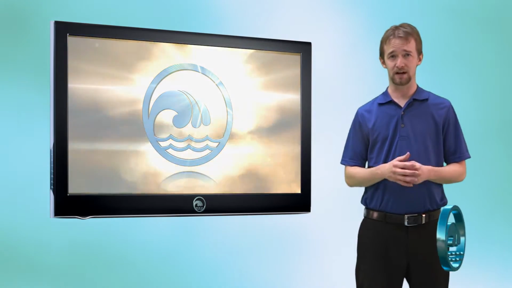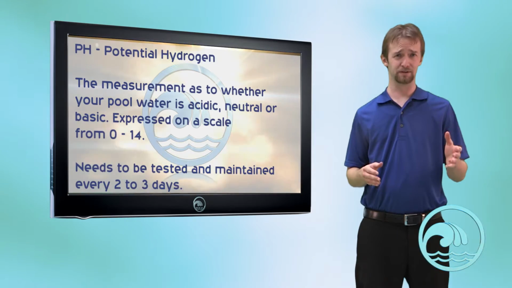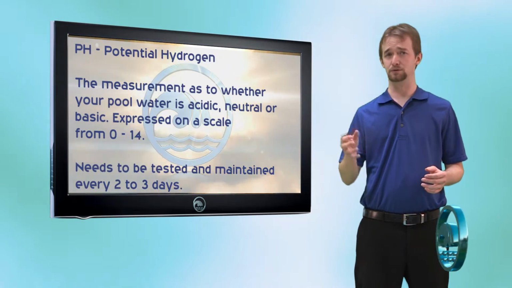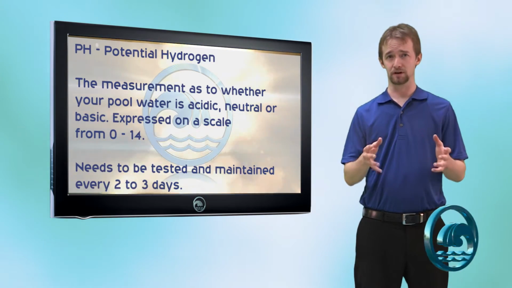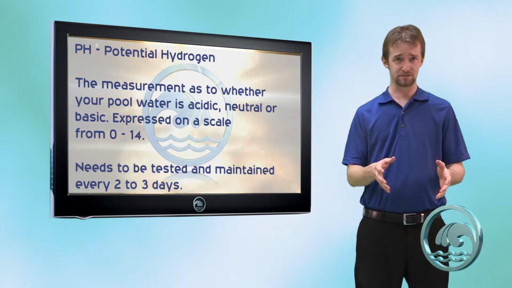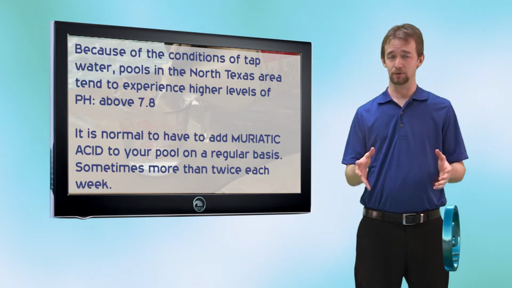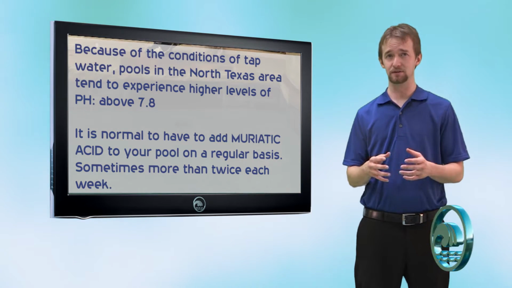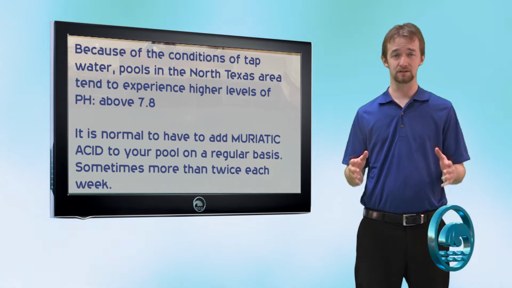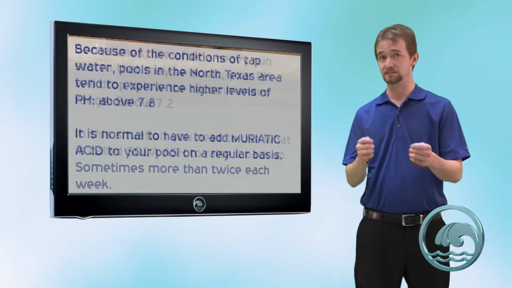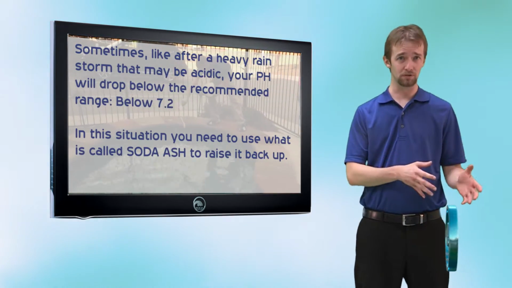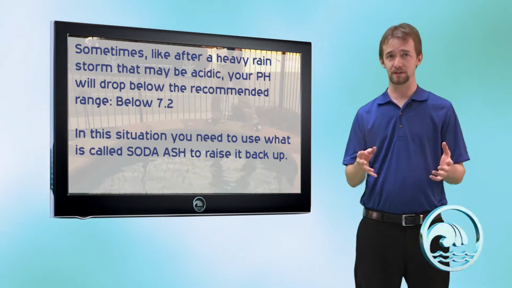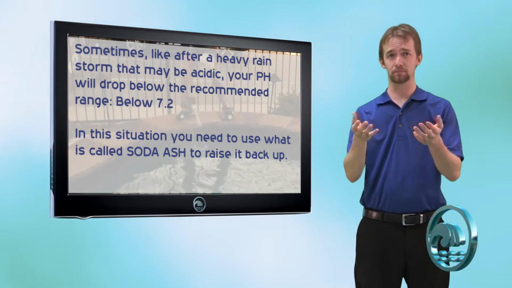pH stands for potential hydrogen and is a measurement of whether or not your water is acidic, neutral, or basic. You're going to want to maintain your pH every 2 to 3 days. In the North Texas area, pH tends to be on the high side, so you're going to need to utilize muriatic acid regularly to lower your pH. Sometimes your pH will go too low. In that case, you're going to want to use a thing called soda ash to bring it back up.